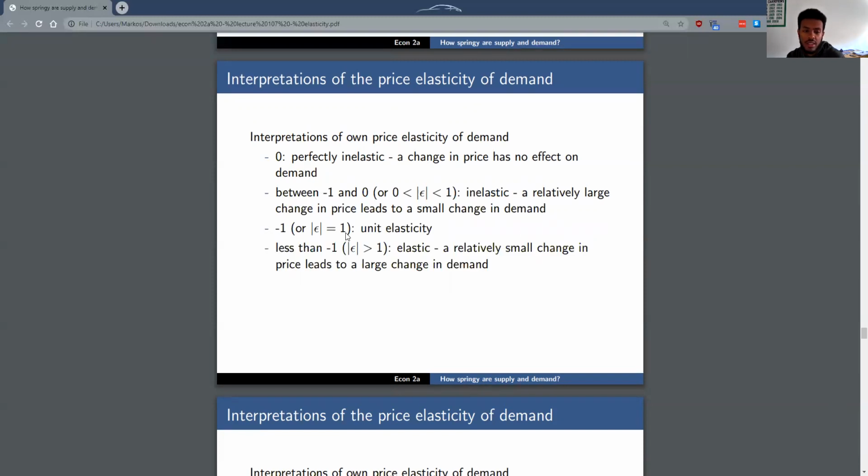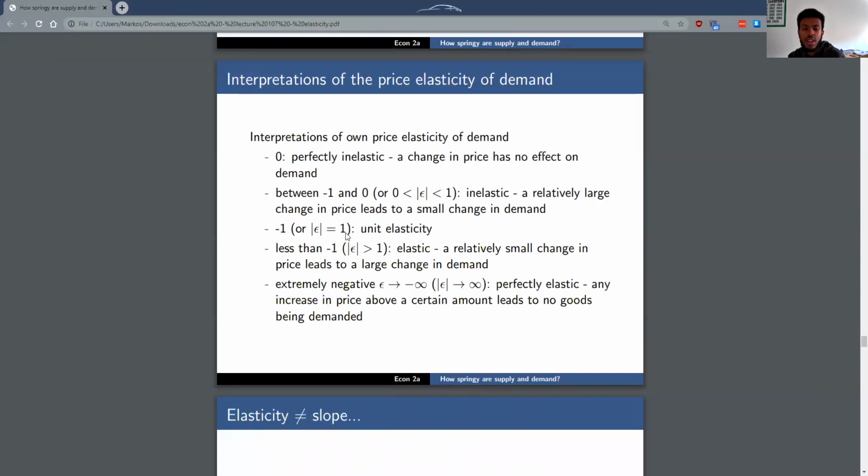And if it has an elasticity less than -1 or an absolute value greater than 1, that means that it's elastic. A relatively small change in the price leads to a large change in demand. And it's extremely elastic when the elasticity approaches -infinity or the absolute value approaches infinity, which means that it's perfectly elastic, and any increase in price above a certain amount leads to no goods being demanded.